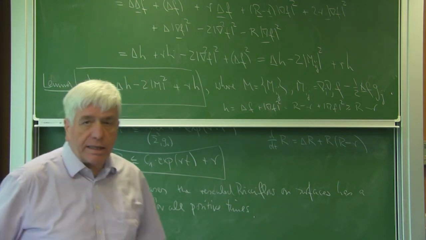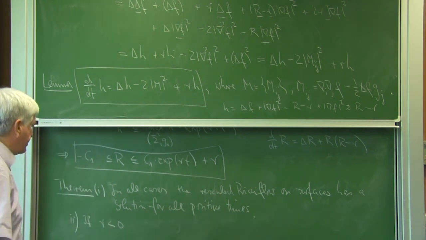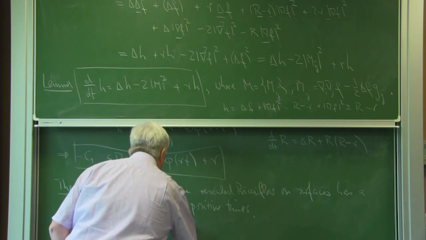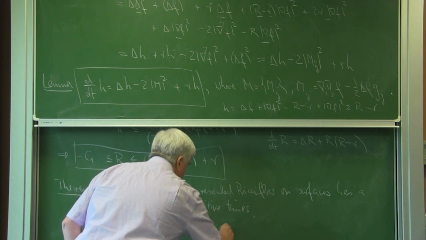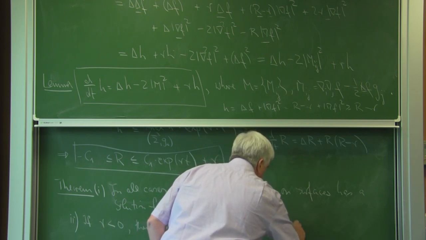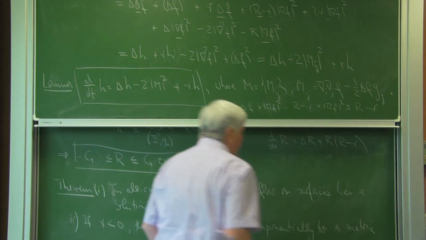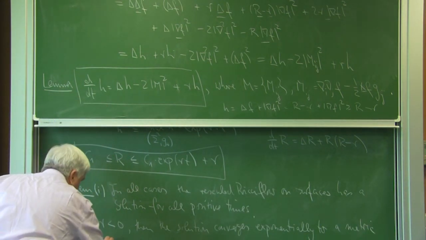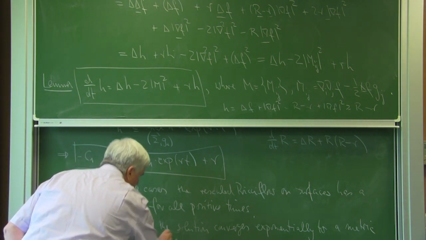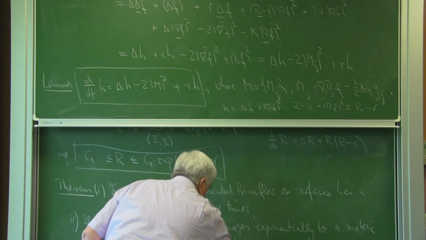Then the second thing is that in the case of negative curvature, so if r is less than 0, then the solution converges exponentially to a metric of constant negative Gauss curvature.